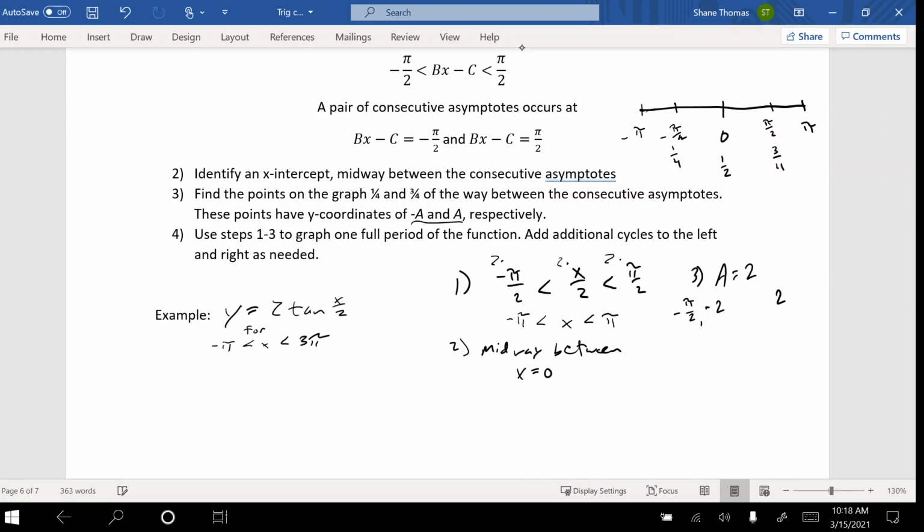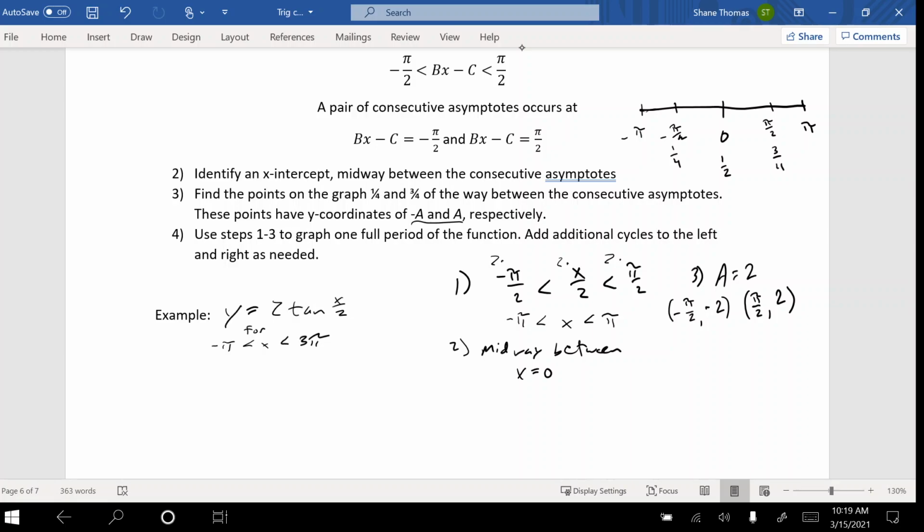So at negative pi over 2, my y value is negative 2. At pi over 2, it's positive 2. That is very similar to the quarter period thing we did when we were finding our 5 points for sine and cosine. We just split that whole section into quarters.